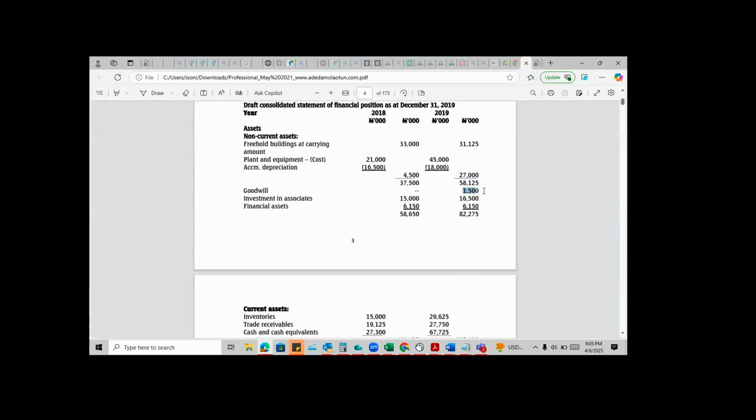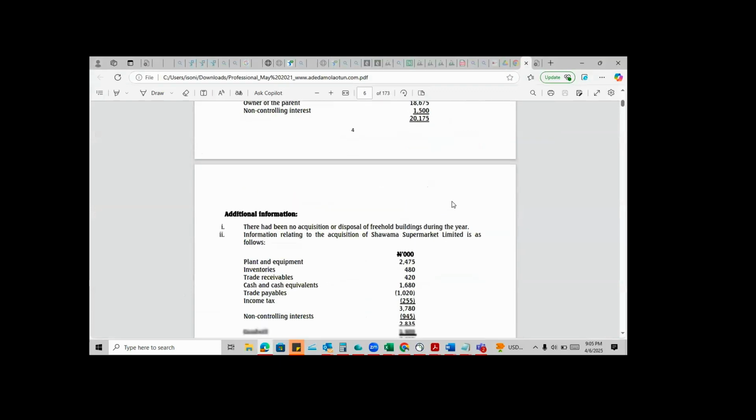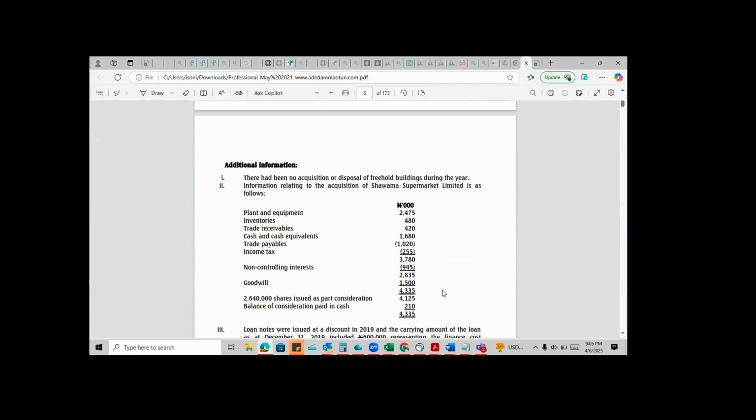This goodwill is what they have broken down for us. This whole breakdown you see here is the goodwill. All the current assets, the cash we paid, the consideration we paid, everything that leads to that goodwill is what they have broken down for us. And we have been making use of the items. We've made use of inventory there. We've taken trade receivables there.